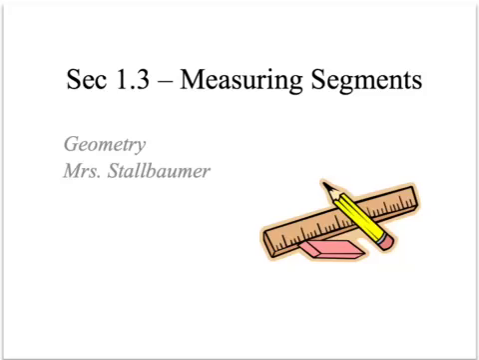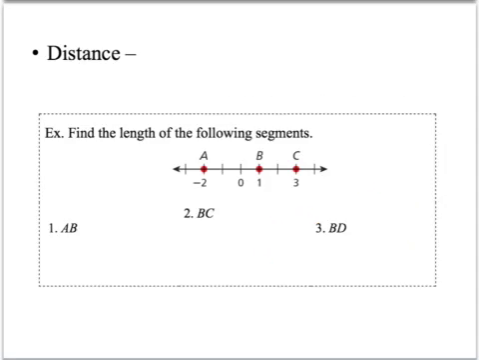Welcome to Measuring Segments. Let's start by talking about the definition for distance. The distance between 2 points is the absolute value of the difference of their coordinates. So let's go ahead and write that down.